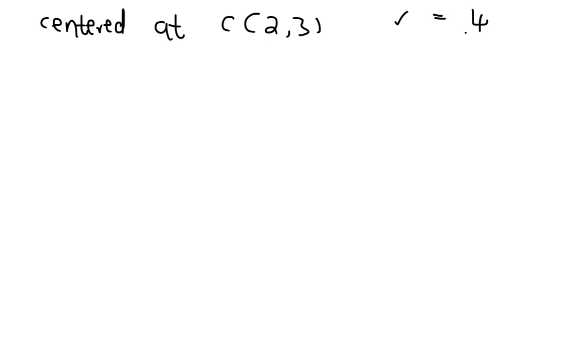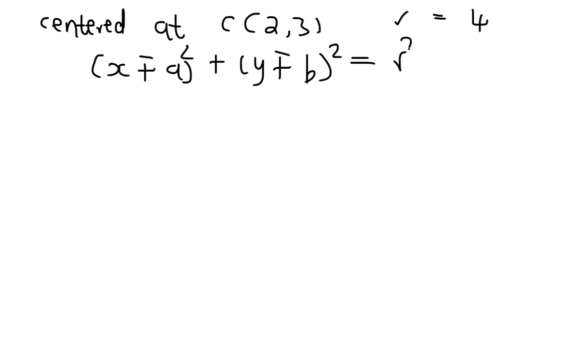So let's have an example. Let's say we've got a circle that is centered at the point C, which is the coordinate 2 and 3, and it has got a radius of 4. So now let's start by writing the general form of the circle. It's given as x plus or minus a squared plus y plus or minus b squared equal to r squared.